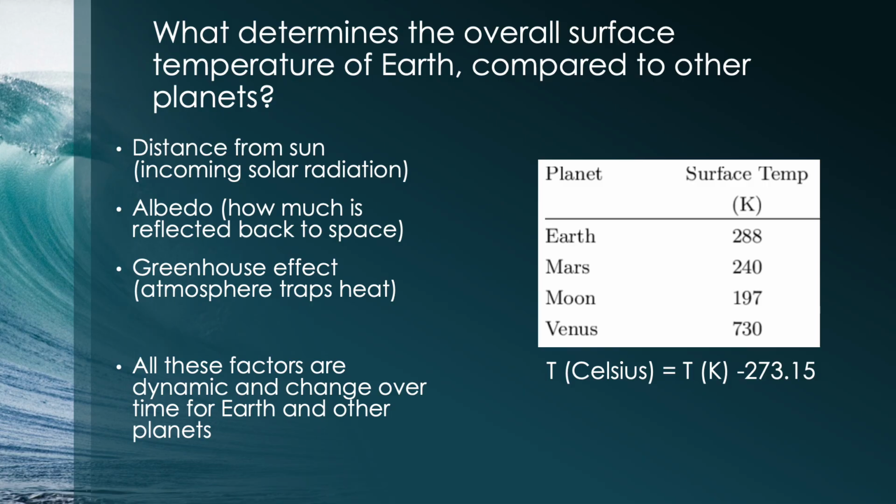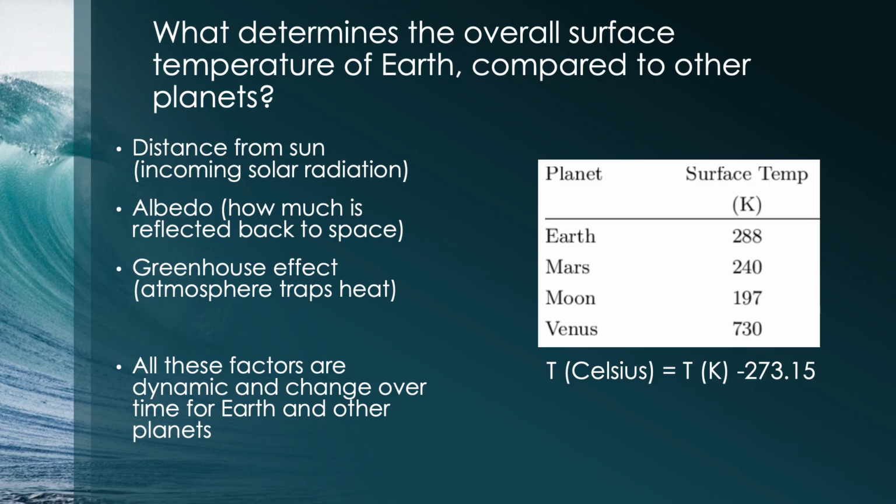And then the other very important thing is the greenhouse effect. So when you have an atmosphere, especially a thick atmosphere, that atmosphere traps heat, and that raises the surface temperature. And so actually that's what's happening on Venus. The reason for Venus's tremendously high surface temperature is because it has a very, very strong greenhouse effect.